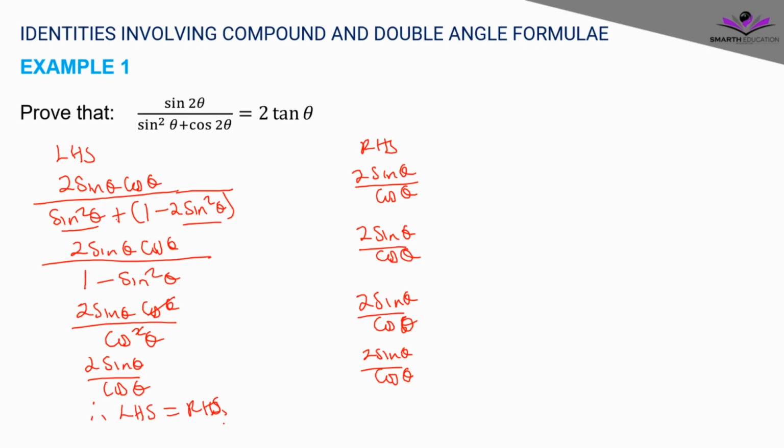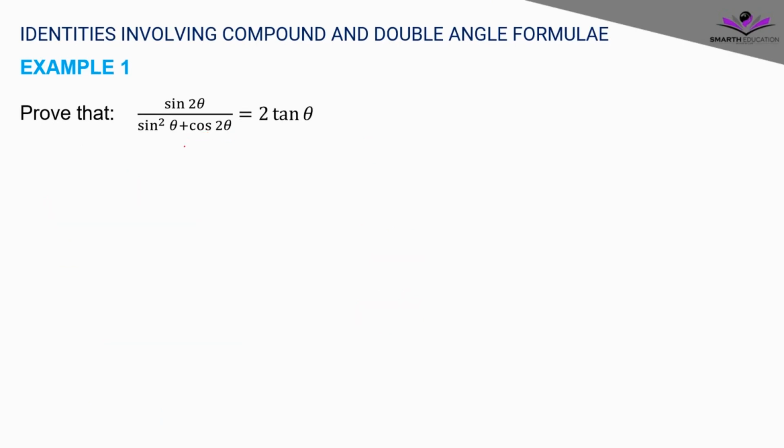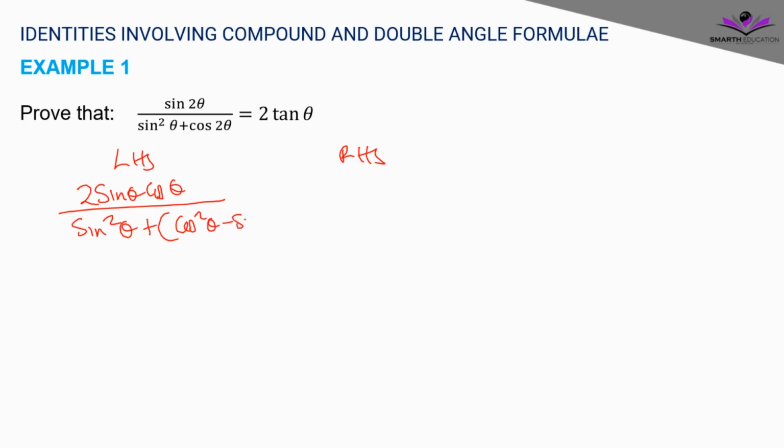Okay, done. Right, now the last one. We could have used cos squared theta minus sine squared theta here. Let's see. Left-hand side is equal to right-hand side. So we have sine 2 theta, which will give us 2 sine theta cos theta over sine squared theta plus cos squared theta minus sine squared theta. This one is easy. Sine squared theta minus sine squared theta is 0 there.